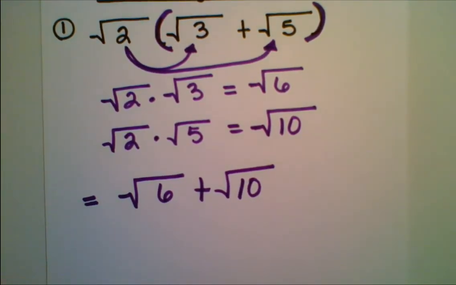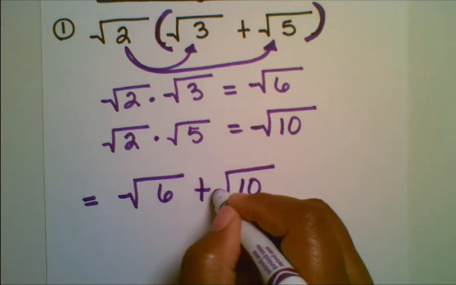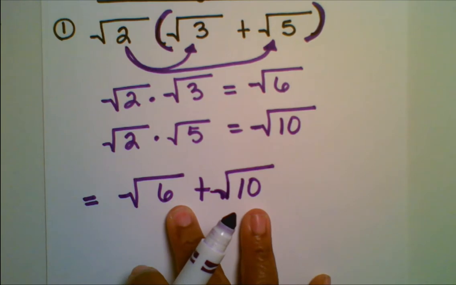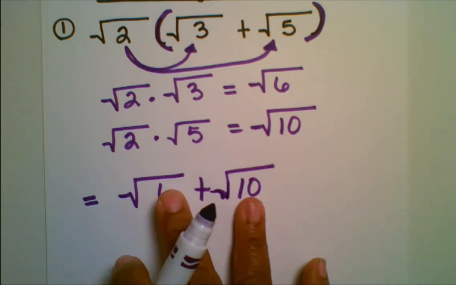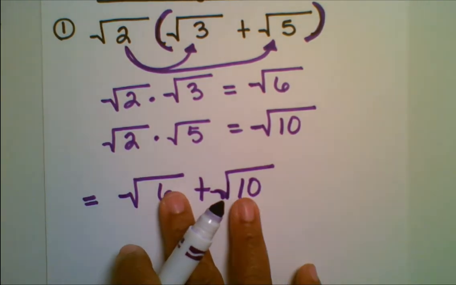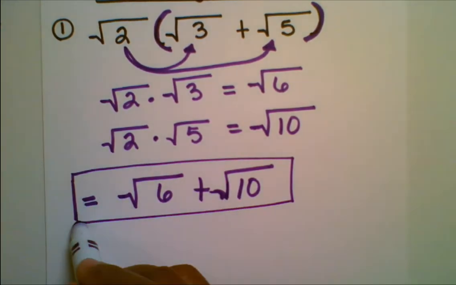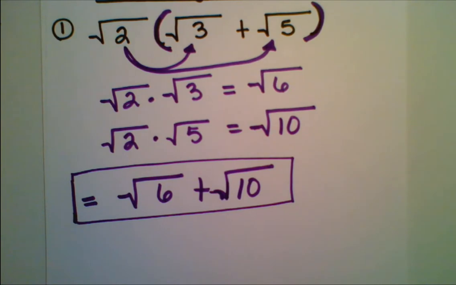My question to you is, can you add these radicals together? The answer is no, because in order for you to add or subtract radicals, the radicands must be the same. And these radicands are not the same, 6 and 10. So this is our answer: square root of 6 plus the square root of 10.